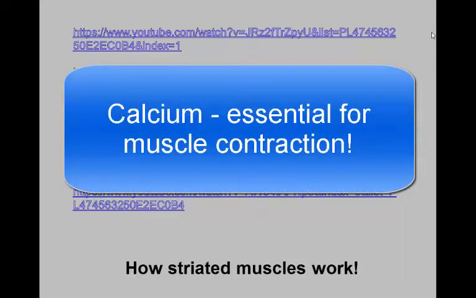Calcium, absolutely. And again, I think this is missed. We often associate calcium with our bones and teeth. And indeed, calcium is important in there, but calcium is extremely important in your muscle contraction.